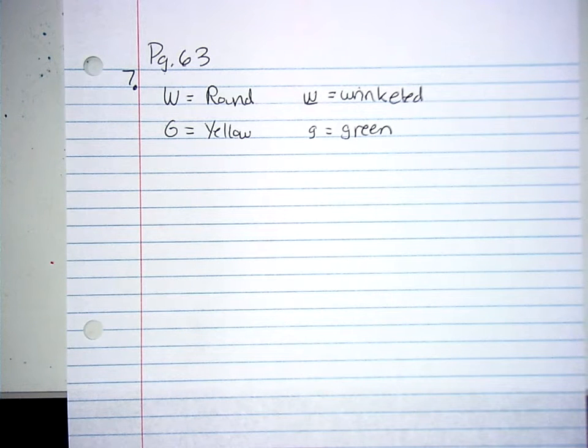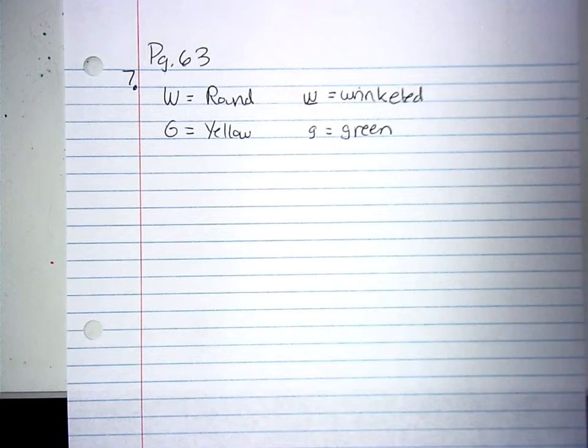In this problem, they ask you to consider Mendel's peas once again. And they have you think about the fact that some of the seeds are round and some of them are wrinkled, and some of them are yellow and some of them are green. Now, they ask you to go ahead and cross two parents.